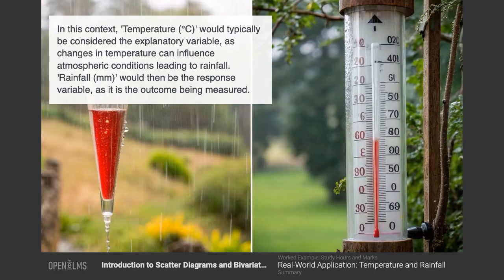In this context, temperature, in degrees Celsius, would typically be considered the explanatory variable, as changes in temperature can influence atmospheric conditions, leading to rainfall. Rainfall, in mm, would then be the response variable, as it is the outcome being measured.